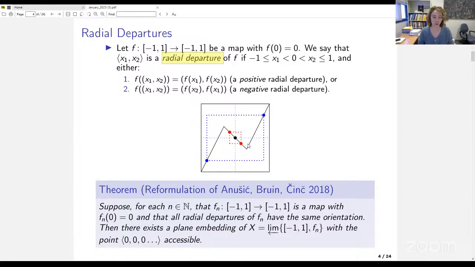So with that breakdown of the zigzag, we then reformulate their theorem, and we say that if each of our bonding maps has only radial departures of the same orientation, so either all positive or all negative, then we know that we can embed the continuum in the plane with the point (0,0) accessible. If we have both positive and negative radial departures present, then the point is in a zigzag, and we don't want that.